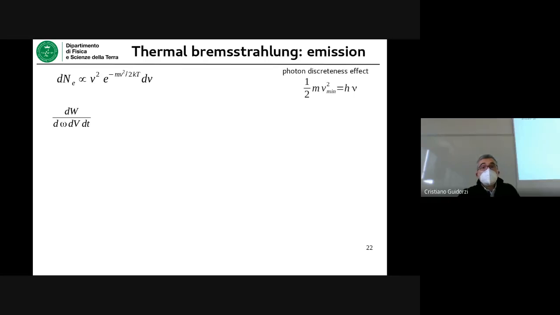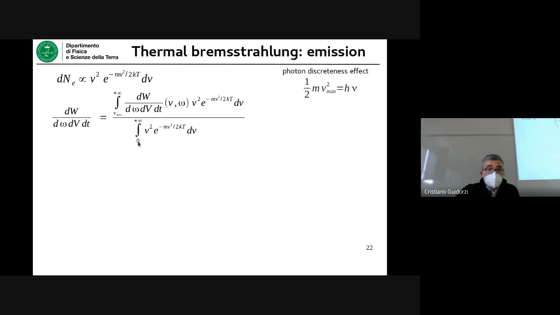Now the total resulting thermal bremsstrahlung, where thermal means you are thinking of a thermal population of electrons, is just the integral of the formula that we obtained in the previous slide for one single electron having velocity v, weighted by the number of electrons having velocity between v and v plus dv, which is the term above, given by the Maxwellian distribution. Well, you have to normalize by the total number of electrons. The boundaries of the above integral are from v_min, for the very reason that I told you before, to plus infinity. While in the denominator, you have to consider all the electrons, so you take from 0 to plus infinity.